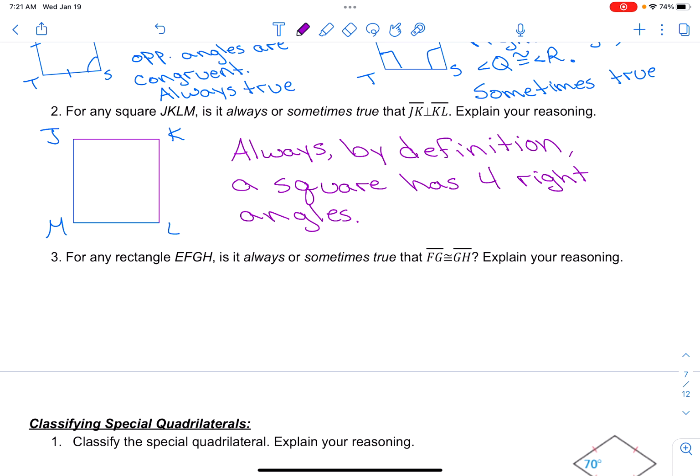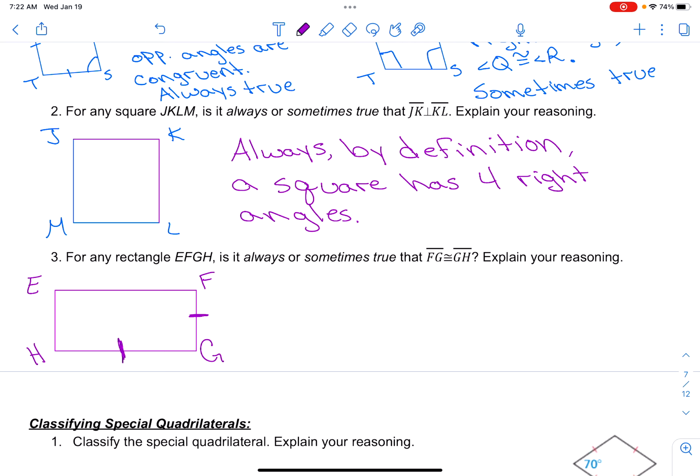And then for number 3, it says for any rectangle EFGH, is it always or sometimes true that FG is congruent to GH? Explain your reasoning. So some of these you can just kind of imagine too. You guys know what a square looks like, what a rectangle looks like. Rhombus is probably the only one that's kind of new. And so it is asking, is it always or sometimes true that FG is congruent to GH?